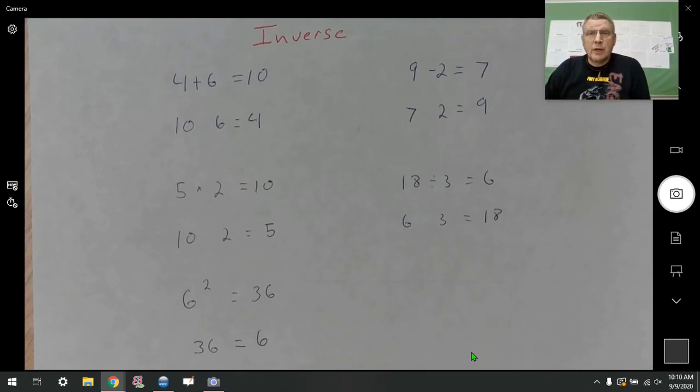Okay, so today we're going to be looking at square roots. And basically, square roots undo our squares. So what I want to show you is what an inverse actually is. When we look at an inverse, what an inverse does is it undoes an operation.